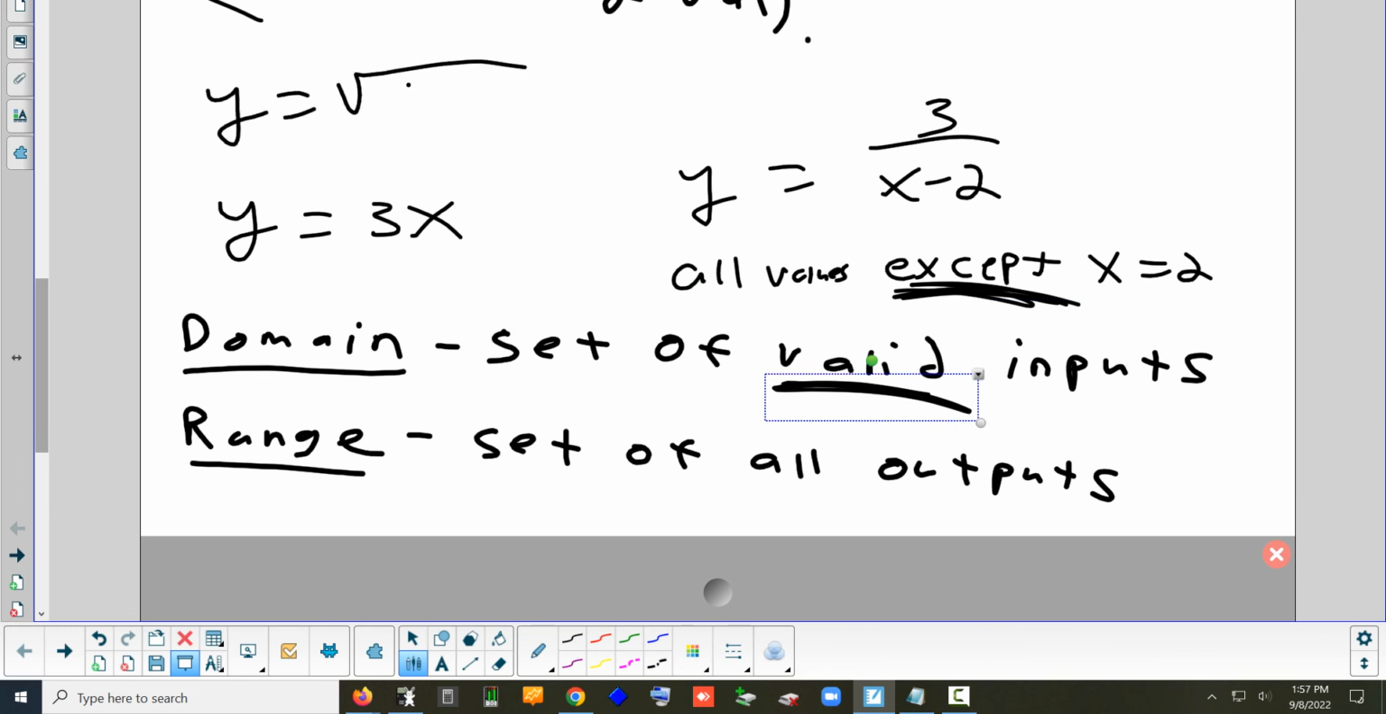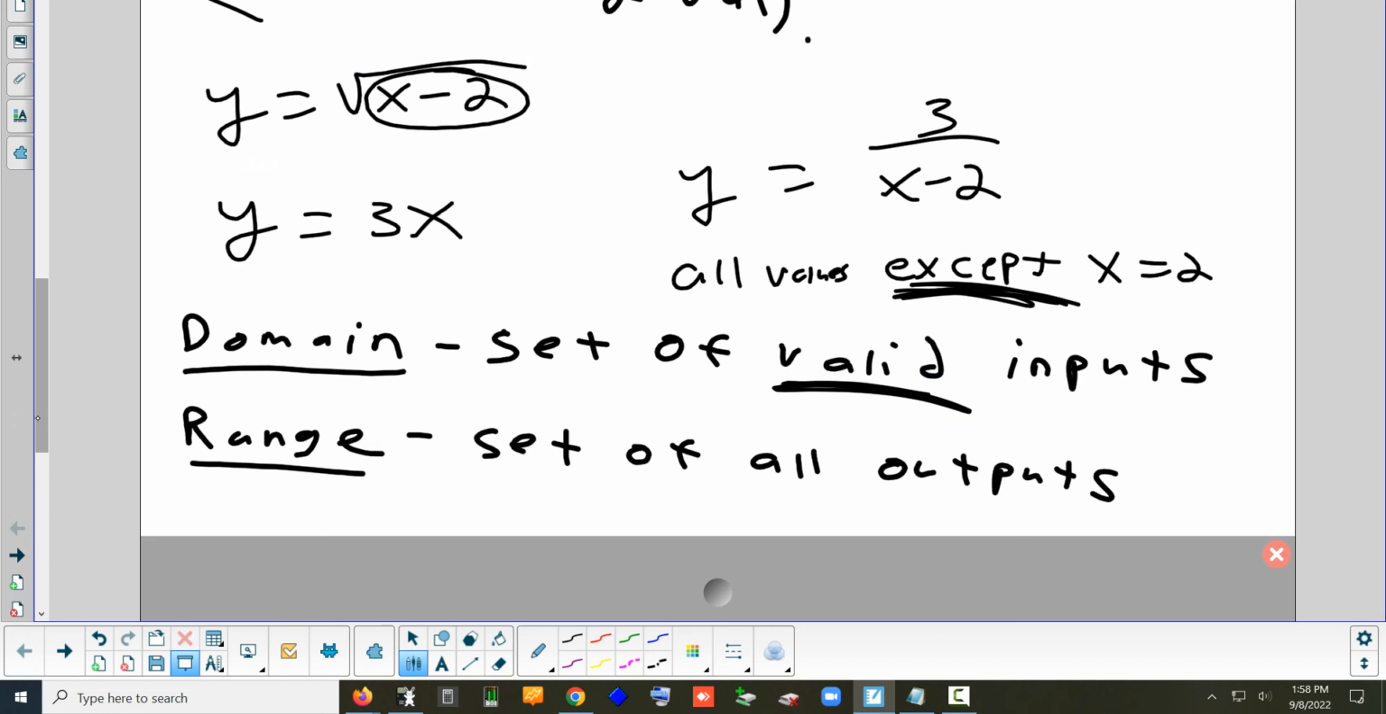How about something like this? Square root of x minus 2. Whenever you take a square root, what kind of number do you never want to have where I just circled? You don't ever want that number to come out what? Negative. 0 is okay. You can take the square root of 0 and get 0. But you never want this to come out negative.